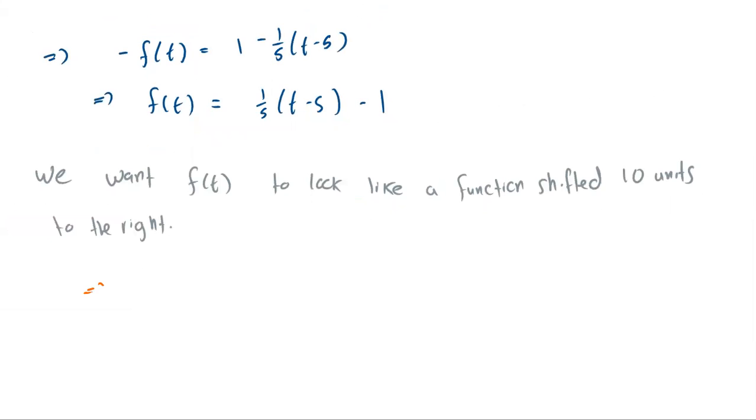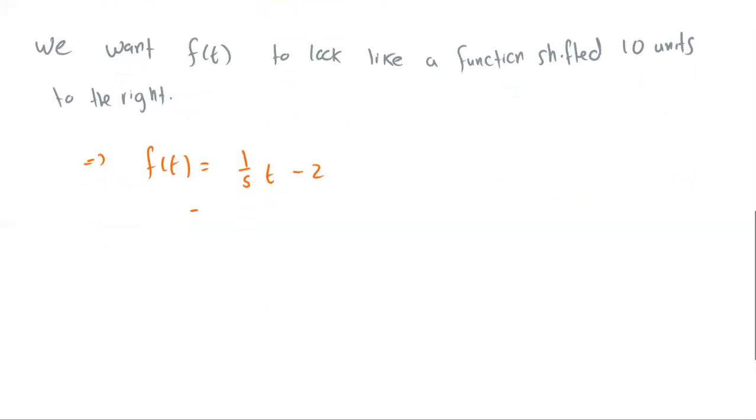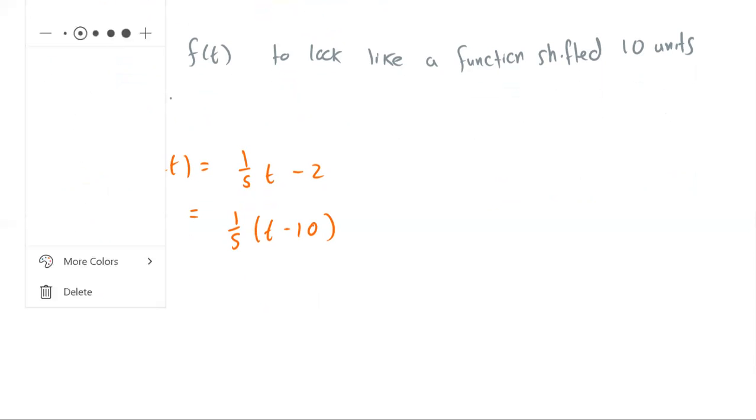Okay. So let me simplify. I'm going to multiply everything out. 1/5 times minus 5 is minus 1. Minus 1 minus 1 is minus 2. Now, this still doesn't look like a function that's been shifted 10 units to the right, unless I factor the 1/5 out of everything. Because now if I factor out the 1/5, I get 1/5 times t minus 10. And now this function looks like a function that's been shifted 10 units to the right. And it's the same function as before.